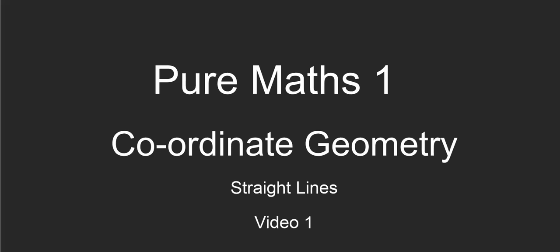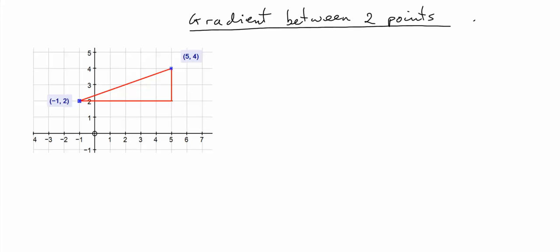This is a video on the coordinate geometry of a straight line. In this video you will learn how to calculate the gradient between 2 points and also the equation of a straight line. Here we have 2 points, (5, 4) and (-1, 2).